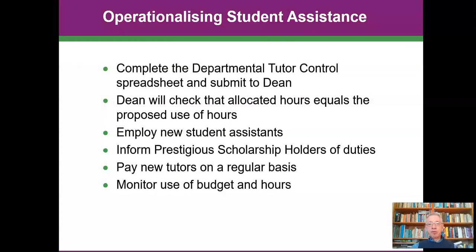As far as operationalizing the student assistance budget, it's important that you do the following. You complete that departmental tutor control spreadsheet, and you need to submit it to your dean. You need to do that fairly early on in the year so that the dean will be able to check that the allocated hours equals the proposed use of hours. You will then go ahead, employ your new student assistants, you'll inform your prestigious scholarship holders of duties, and then throughout the year, you'll pay your new tutors on a regular basis, and you'll also monitor the use of your budget and hours to check that you're on track.